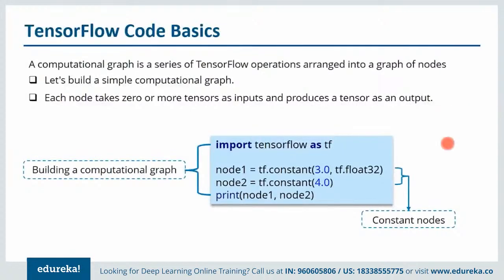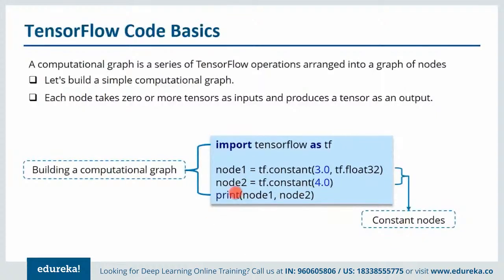Now let me explain it to you with the code that is there in front of your screen. The first thing you do is import the TensorFlow library. Then you define 2 nodes, and these nodes are constants. We'll call the function tf.constant, and we'll provide a value that is 3, and it is nothing but a 32-bit float number. Similarly, we define one more node, which is a constant, and it contains the value 4. So these are nothing but your constant nodes.